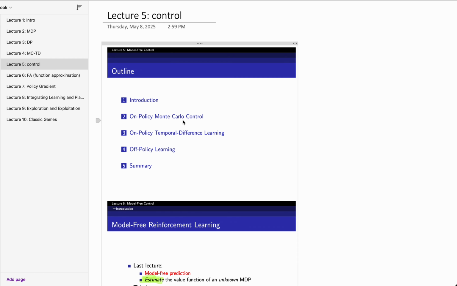And then in the last lecture, lecture 5, we learned how to use MC and TD to update the Q value functions to do control. We also talked about on-policy and off-policy learning, using experiences from other policies to update the target policies.